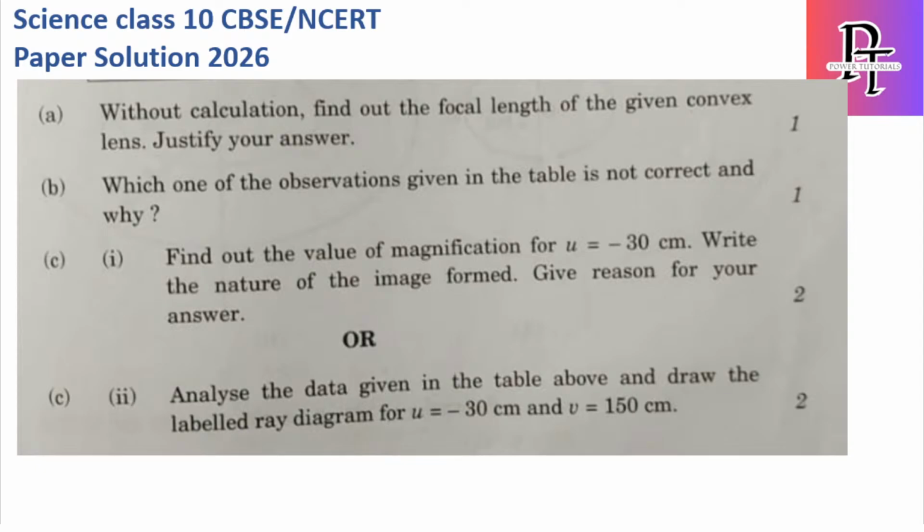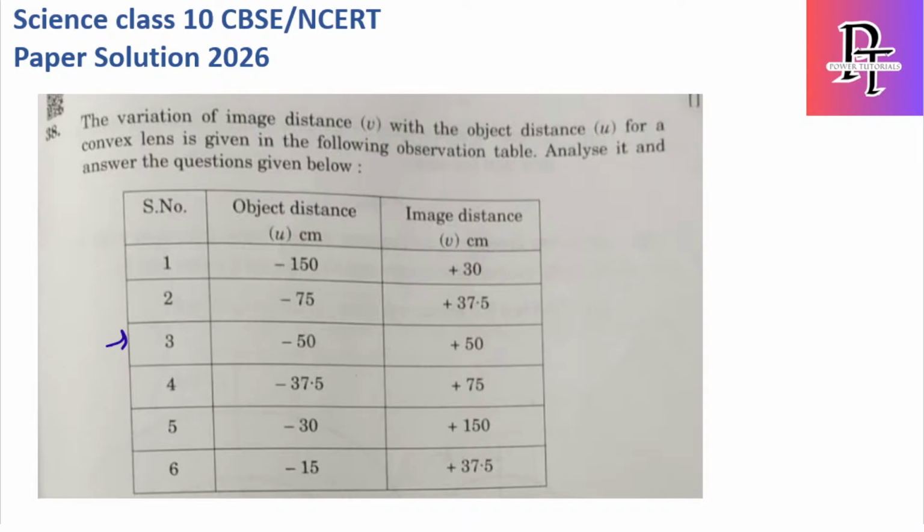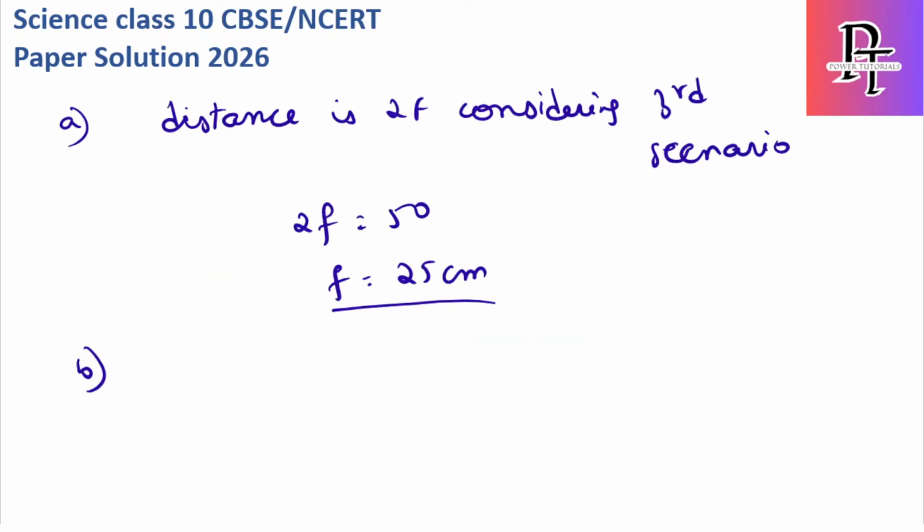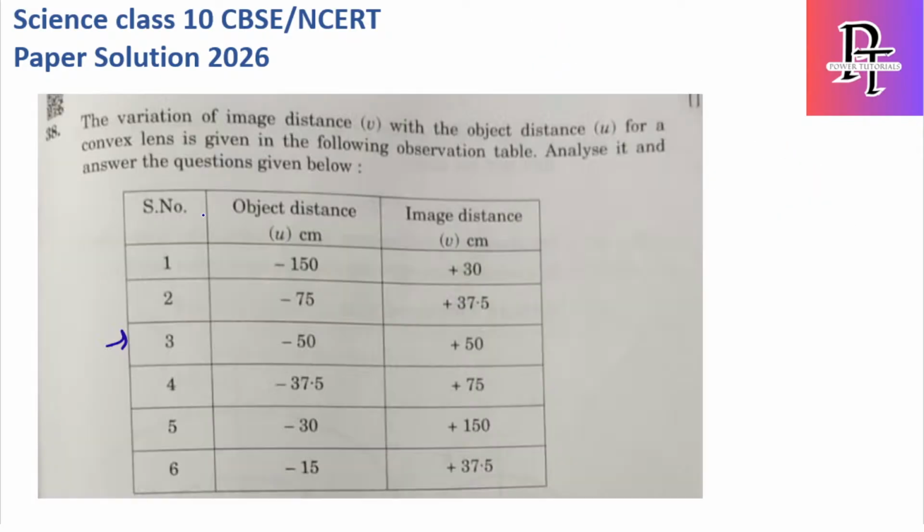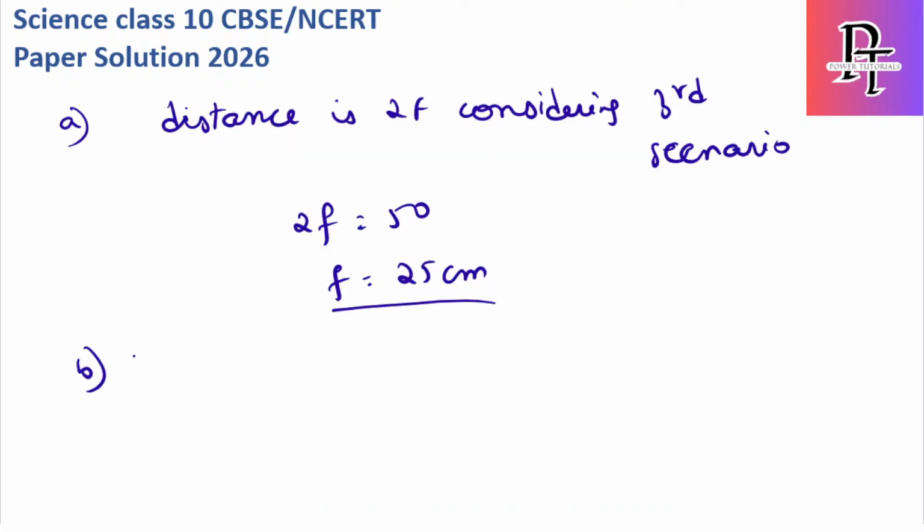Second, which one of the observations given in the table is not correct and why? If you notice, the focal length is how much? 25 centimeters. Yes, we got the focal length as 25 centimeters, so based on that we have to decide. If you notice the last one, 15, the object distance is less than the focal length, but still they are saying that the image is created with a plus sign, which is not possible. Because if the object is placed before the focus, then the image will be created on the left side, the same side of the mirror. Scenario 6 is wrong.